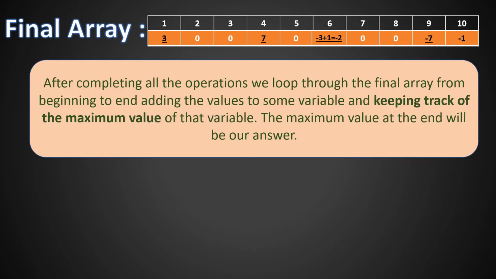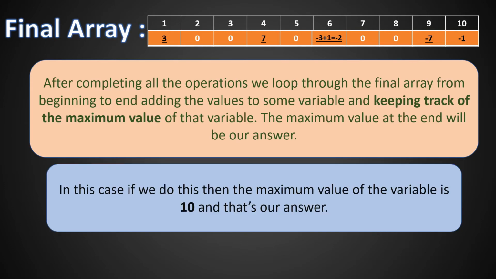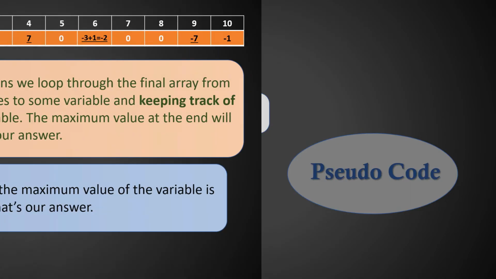After completing all operations we loop through the array from start to end while adding the value to a temporary variable. We will keep track of the maximum value of this variable in another variable. At the end the maximum value will be our answer. In this case the answer is 10.